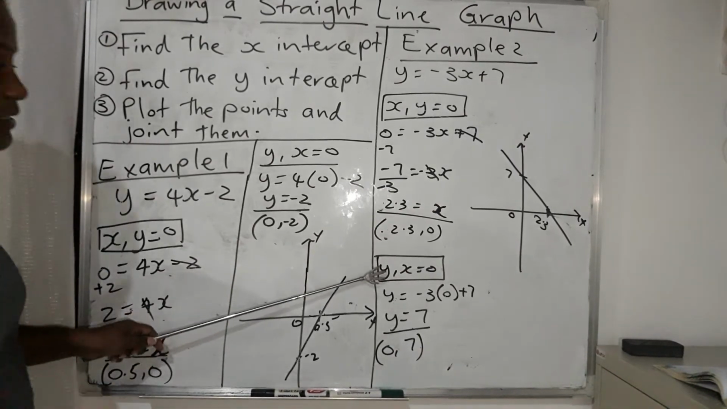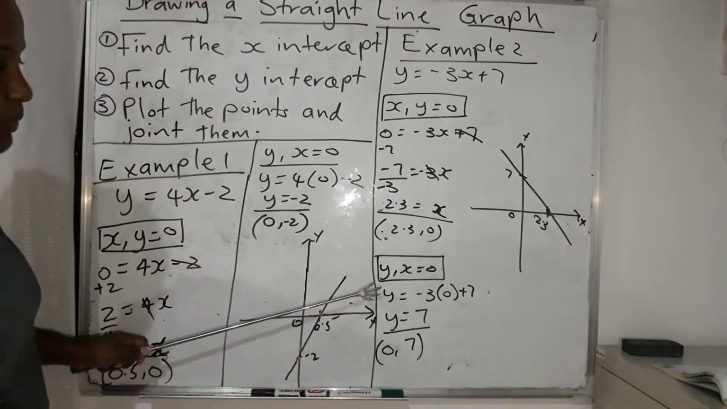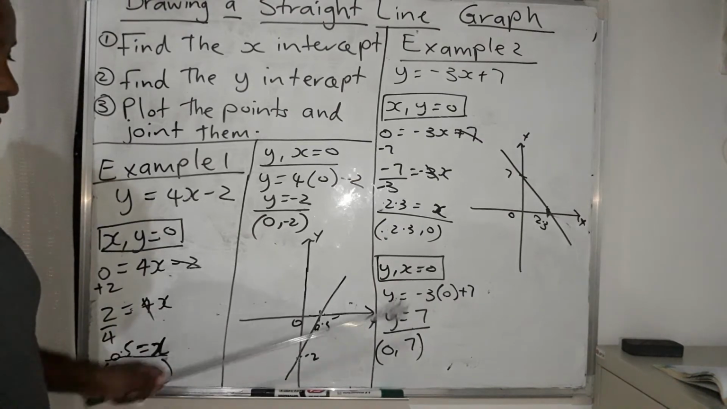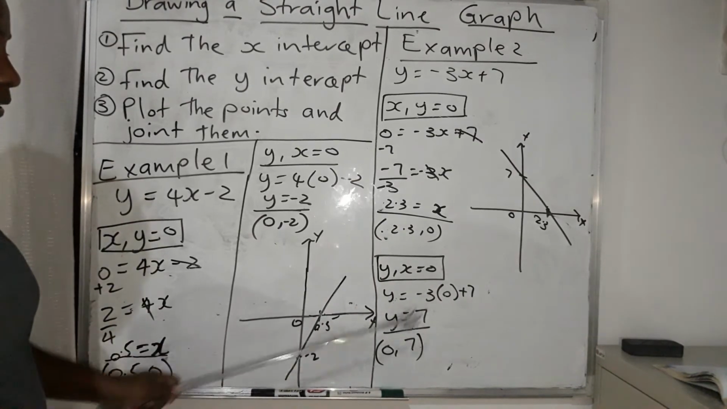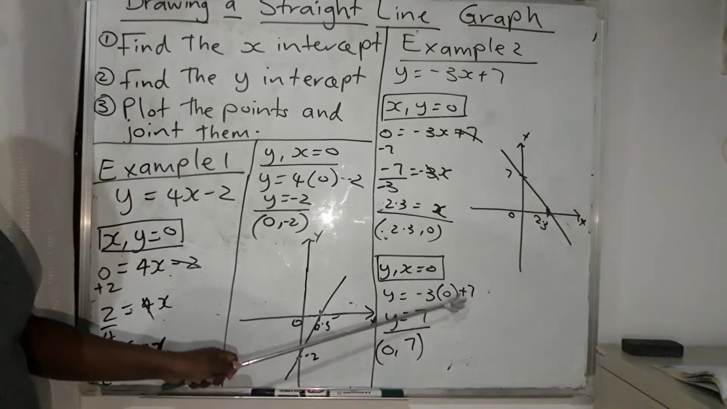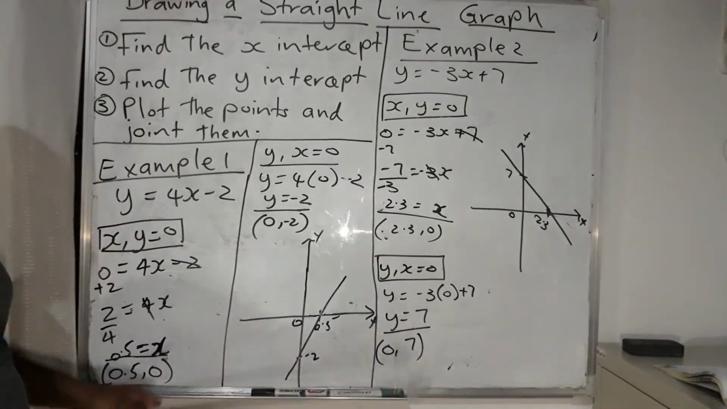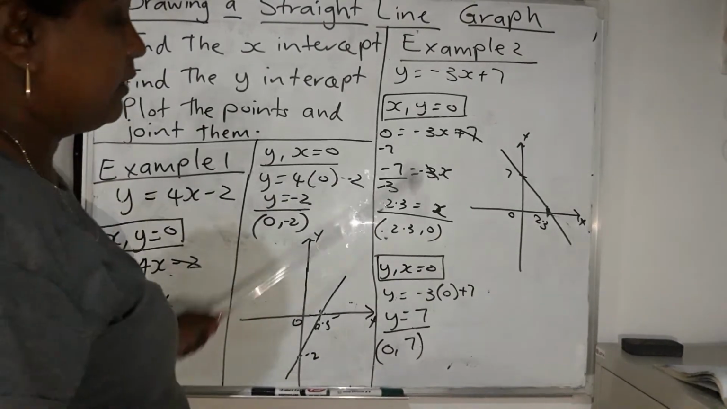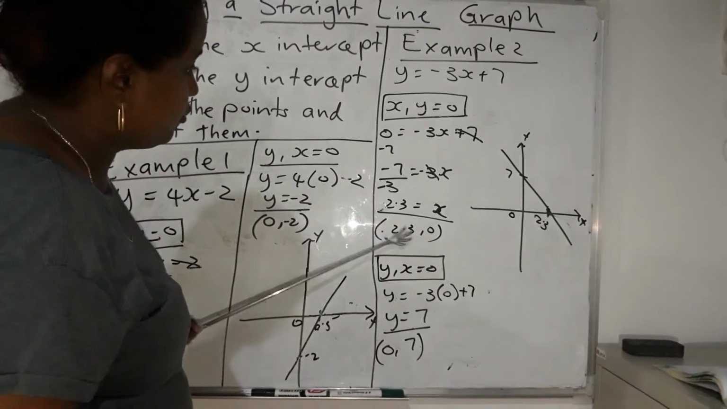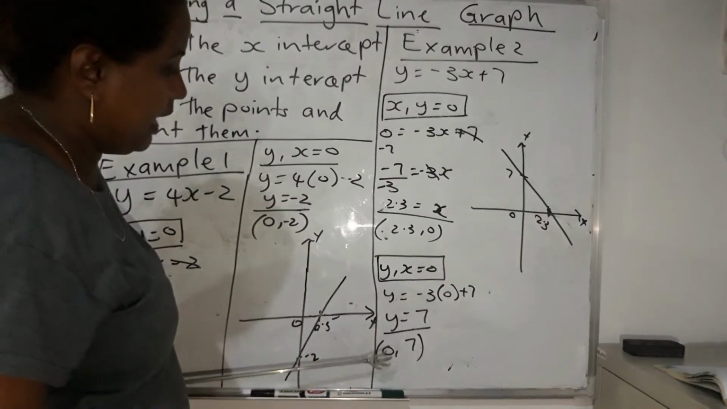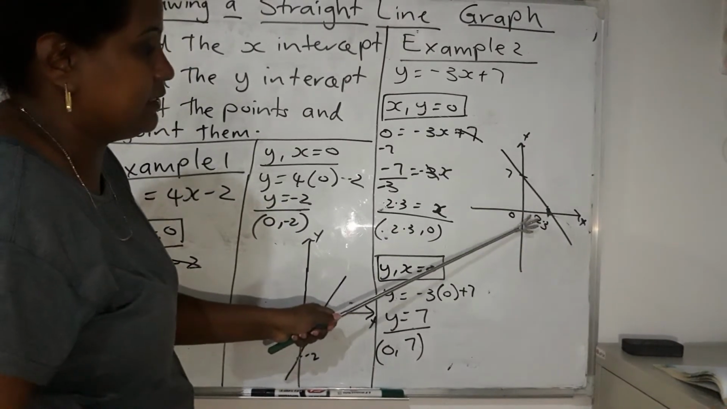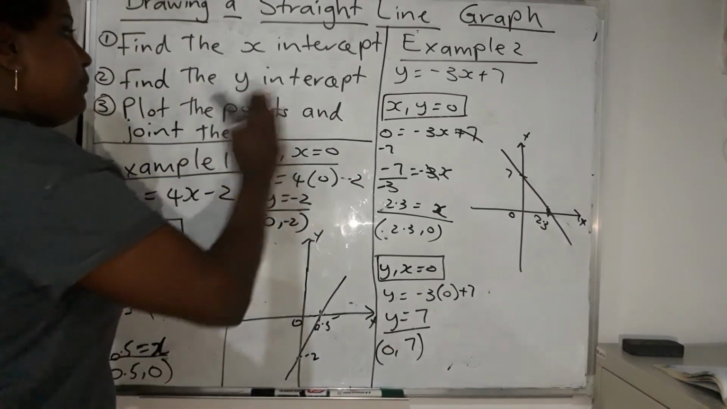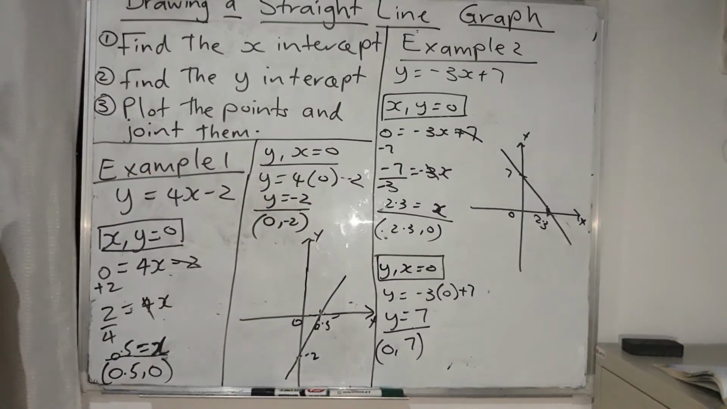To find the y-intercept, I will make x 0. That means in place of x, I'm replacing it with a 0. There you go, negative 3 into 0 plus 7. Once I put that in the calculator, I get the value of 7. I've written that as a coordinate, 0 and 7. So I'll be plotting that. 2.3 goes on the x-axis and 7 goes on the y-axis. That's my x-intercept and y-intercept, and I have joined the line. So that is the basic way of drawing a straight line graph.